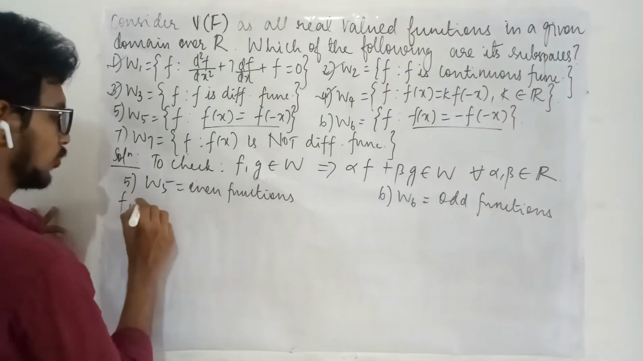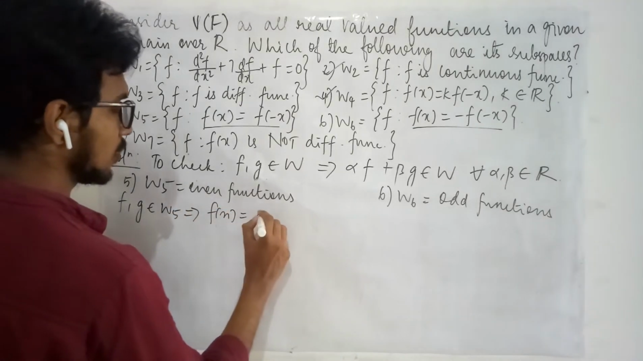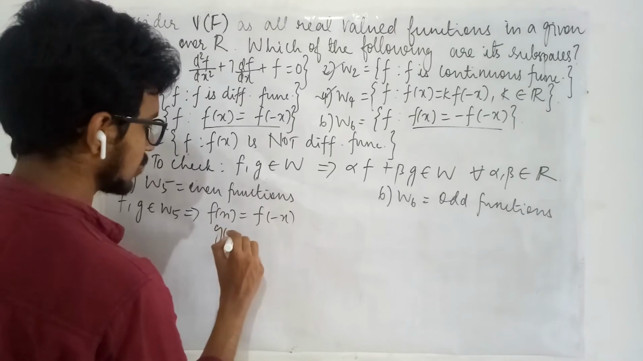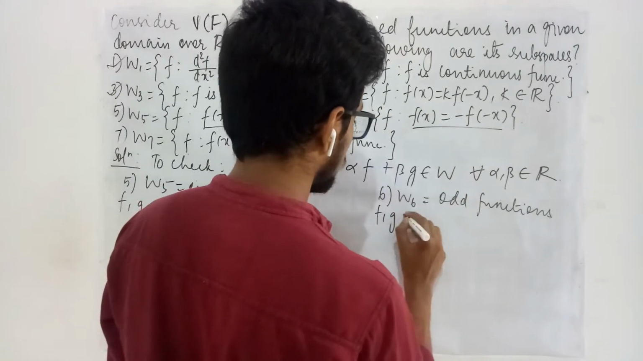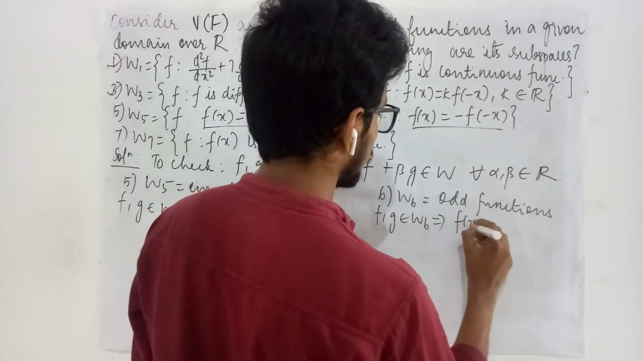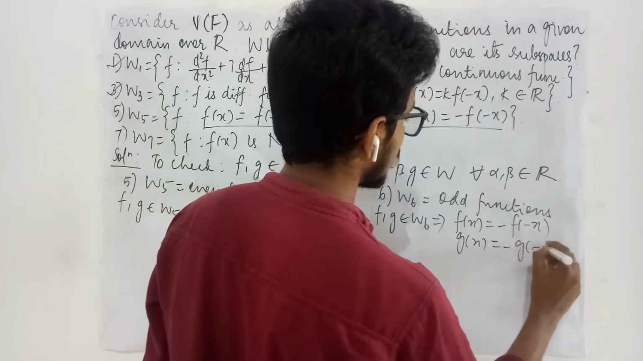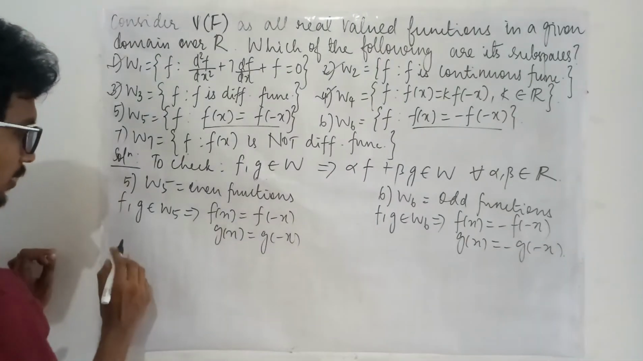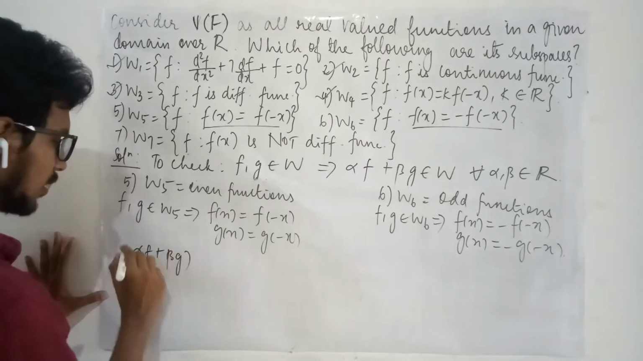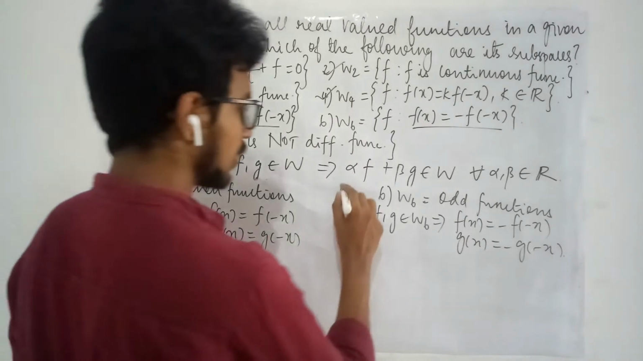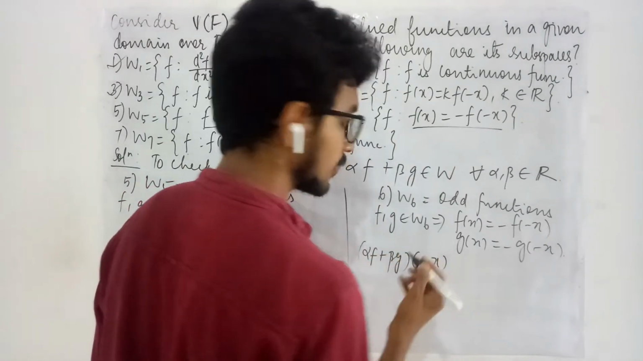Right? Let me take two functions from it. So this means f of x is f of minus x and g of x is g of minus x. Here, what is going to be the case? If I take these two from W6, this means f of x is minus f of minus x and g of x is minus g of minus x. Let me consider alpha f plus beta g. Let me evaluate this at minus x. Here also I am going to do the same.